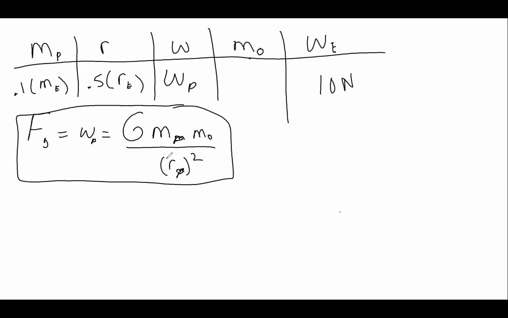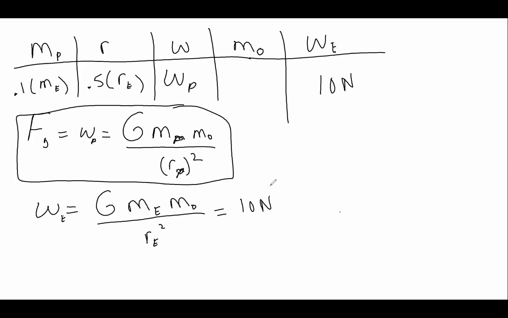Now, what I want you to do and watch very carefully is notice that when we define the weight on the Earth, we said that was big G, mass of the Earth, mass of the object, divided by the radius of the Earth squared. And that gave us the 10 newtons in this case.